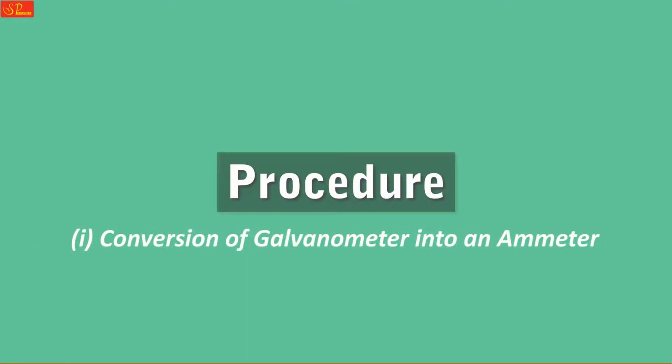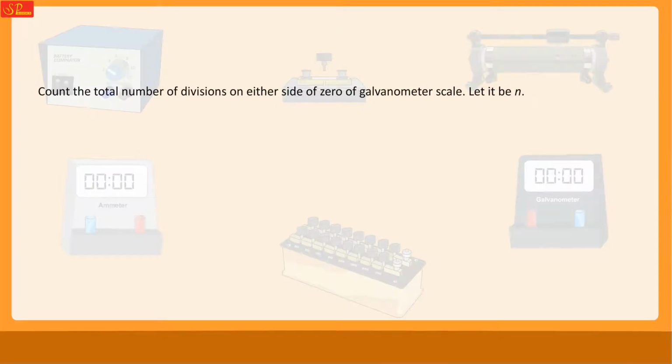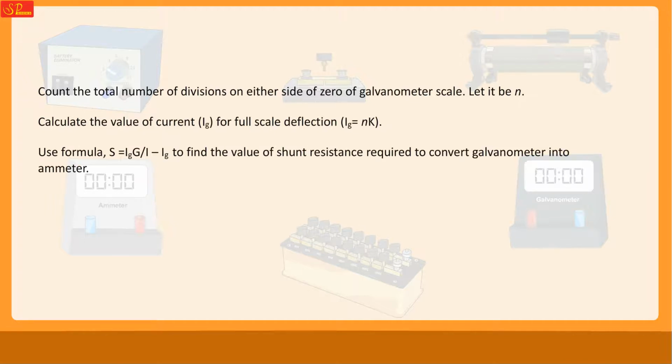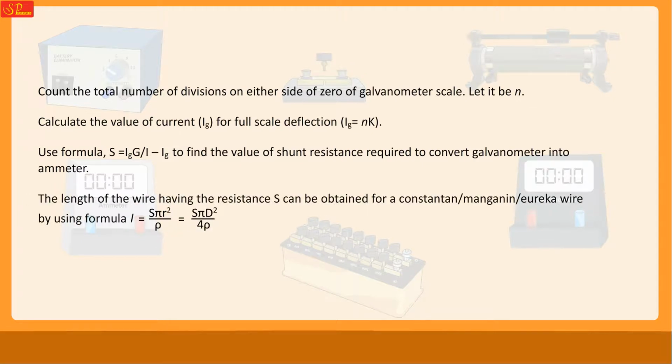Procedure: conversion of galvanometer into an ammeter. Count the total number of divisions on either side of 0 of the galvanometer scale. Let it be N. Calculate the value of current Ig for full scale deflection, Ig equal to Nk. Use the formula S equal to Ig G by (I minus Ig) to find the value of shunt resistance required to convert the galvanometer into an ammeter.